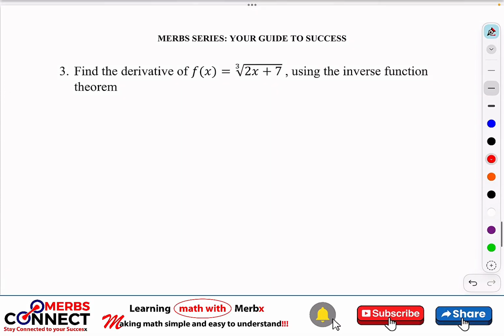When it is a multiple choice, you just go by differentiating it straight using your knowledge of differentiation. But if it is written, then you need to go through the process.